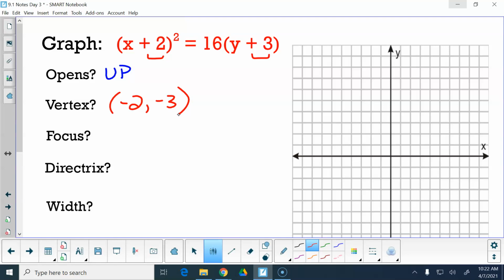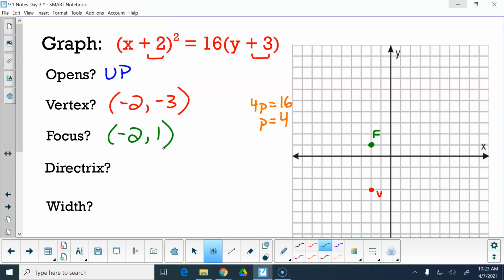What's our P distance? 4. P is 4. So that means that our focus, oops, I should probably put the -2, -3 right there is my vertex. So I got a distance of 4. So since it's opening up, the focus is going to be up from the vertex. 1, 2, 3, and 4 puts my focus right there. So that would be at the point -2, 1. Agree? Love it.